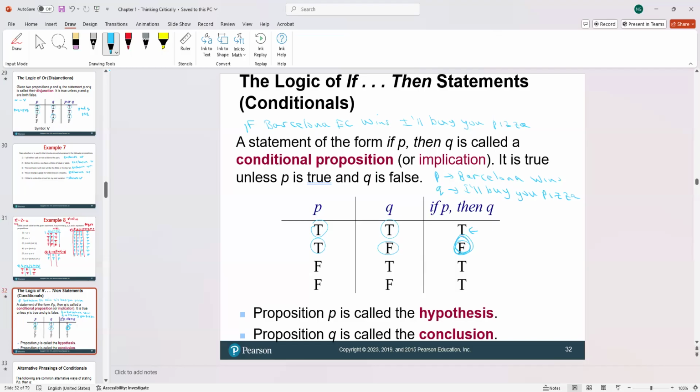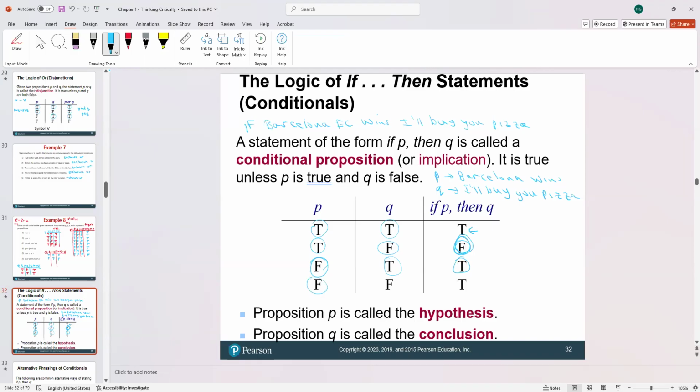I lie to you. Now, Barcelona doesn't win, but I still buy you pizza. There is no problem. You're still going to enjoy the pizza. So I give you pizza even though Barcelona doesn't win, so I don't lie to you then. The only time I would lie to you is if Barcelona wins and I don't buy you pizza, right? So Barcelona doesn't win, I buy you pizza. It's true. I don't break any promise.